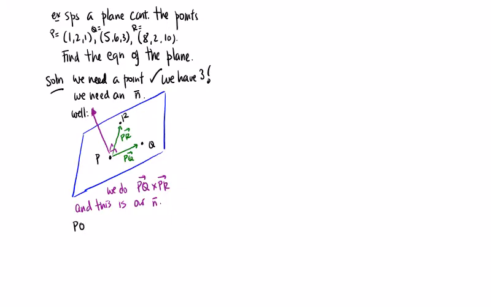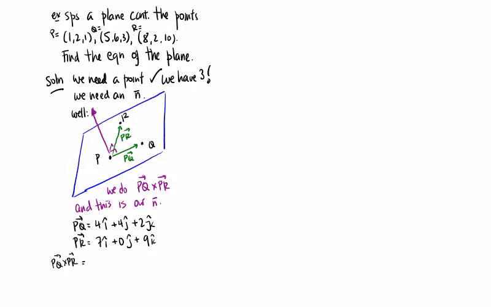Let's write all these down. So remember, for PQ, I do Q minus P. So I get 4i, that's 5 minus 1, 6 minus 2 is 4, 3 minus 1 is 2, that's k. For PR, I do R minus P. So 8 minus 1 is 7, 2 minus 2 is 0, and 10 minus 1 is 9. Then we cross these.